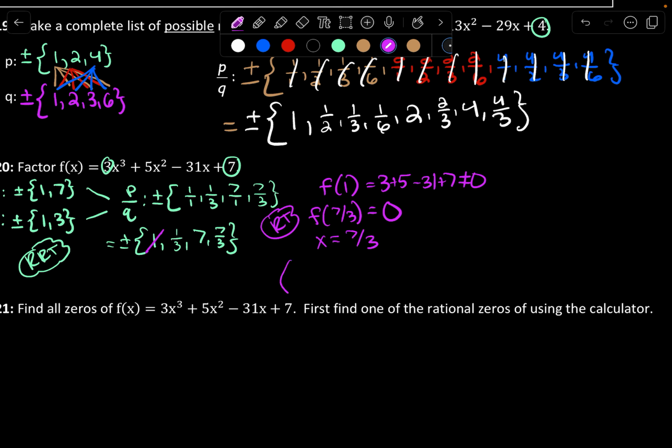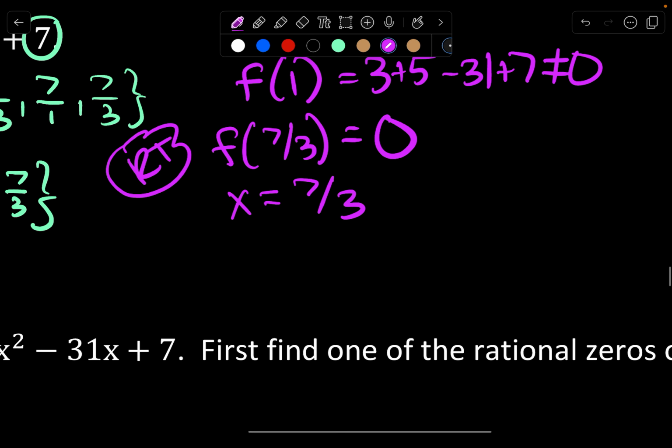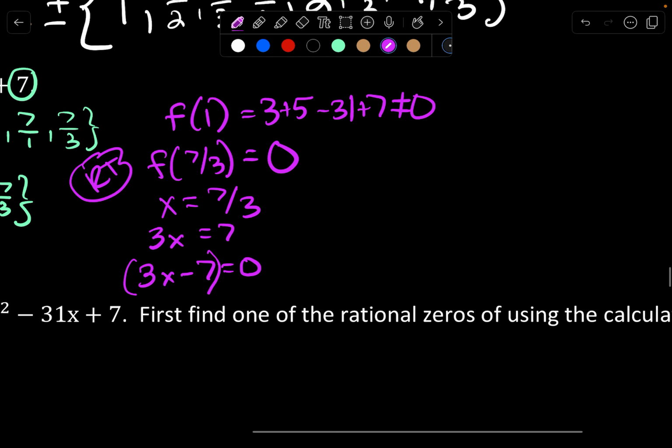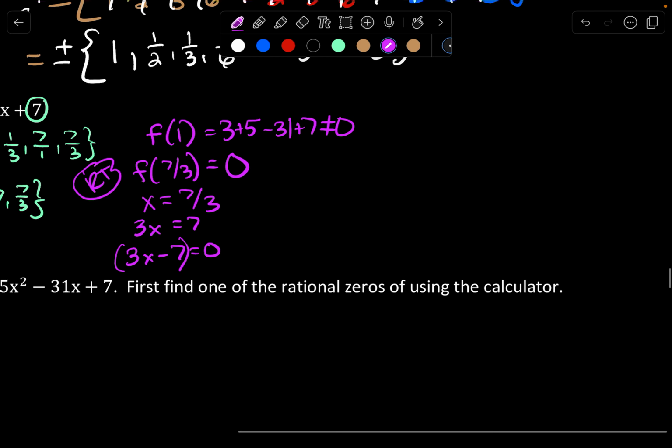So as a factor, that is going to be x minus 7/3, which we can rewrite so that the 3 is with the x. Let me show this with the algebraic steps. So we have x equals 7/3. In order to write the factor, you want to have everything on the same side equal to 0. So I'm going to multiply both sides by 3, and then subtract 7. So this is my factor, 3x minus 7, okay? It's asking us to factor, so that's what I want to use.